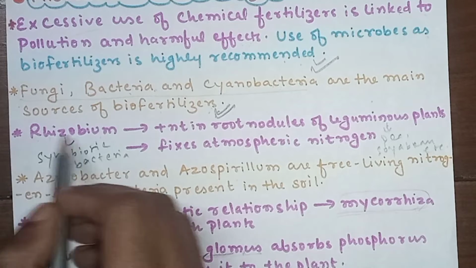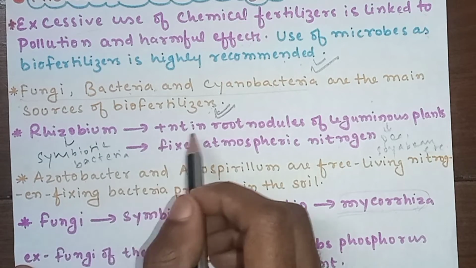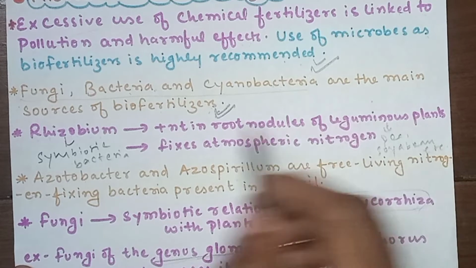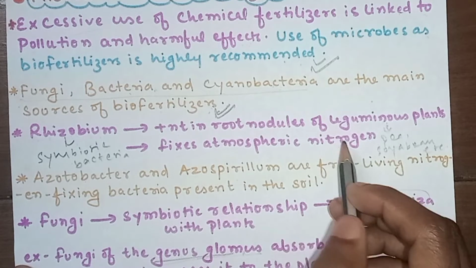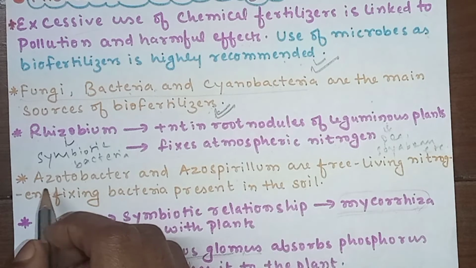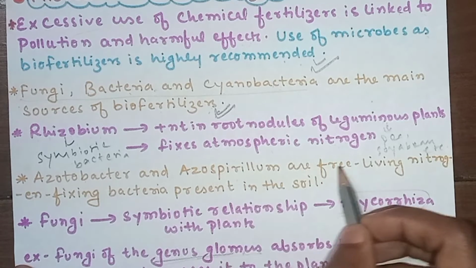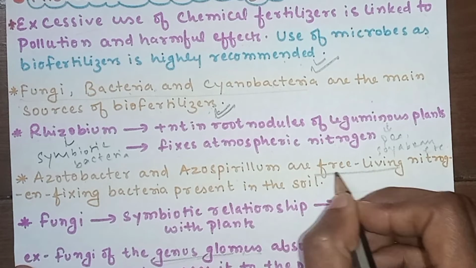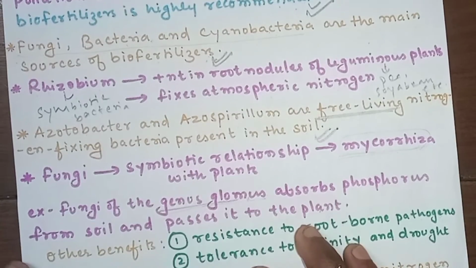Now let's start with Rhizobium. Rhizobium is a symbiotic bacteria present in the root nodules of leguminous plants and responsible for the fixation of atmospheric nitrogen in the soil, which can be directly used by the plant. Let's see other examples of bacteria like Azotobacter and Azospirillum. They are free-living nitrogen-fixing bacteria present in the soil.